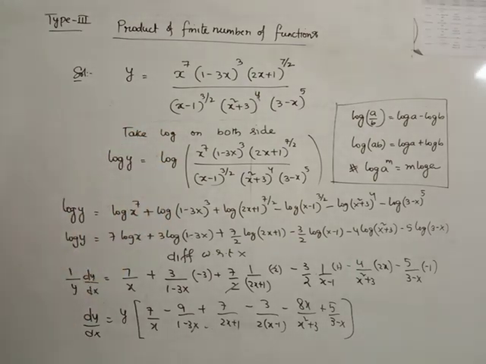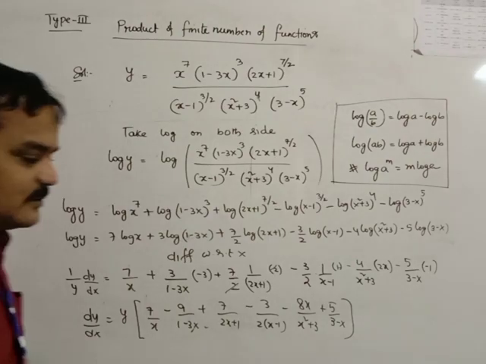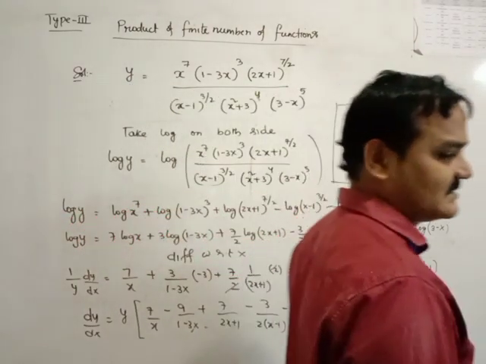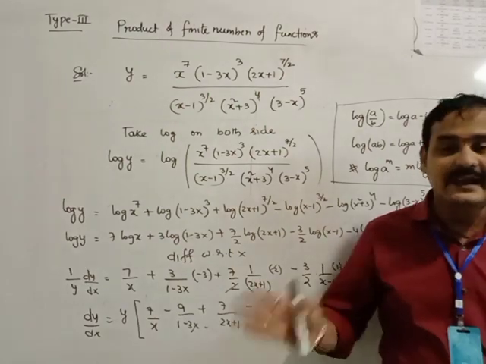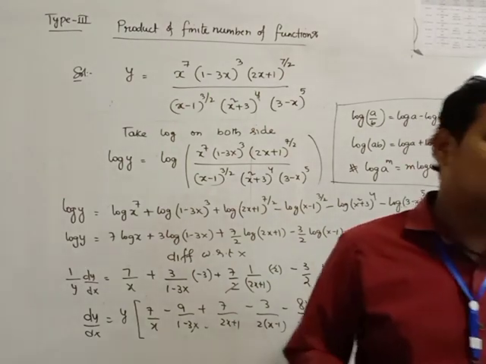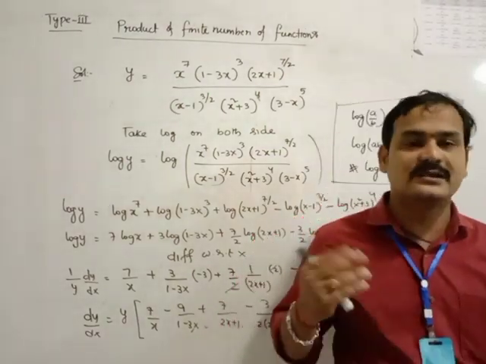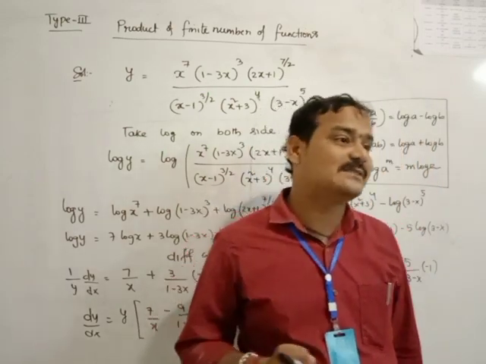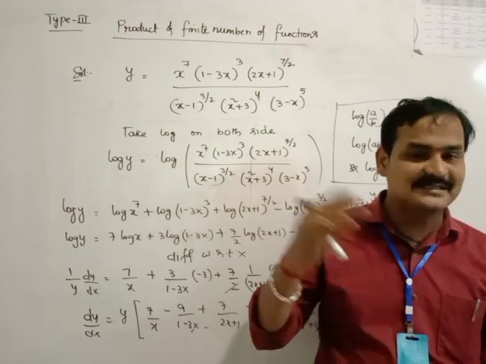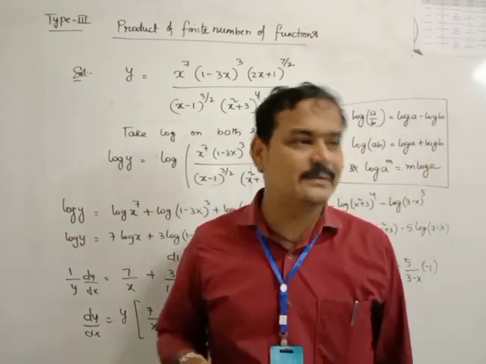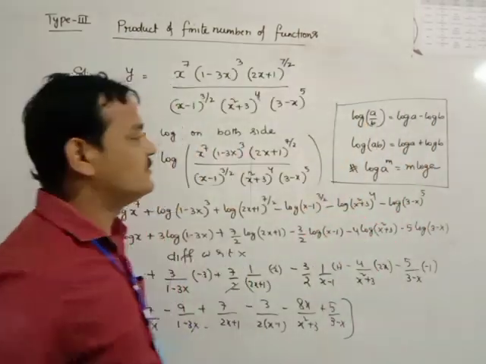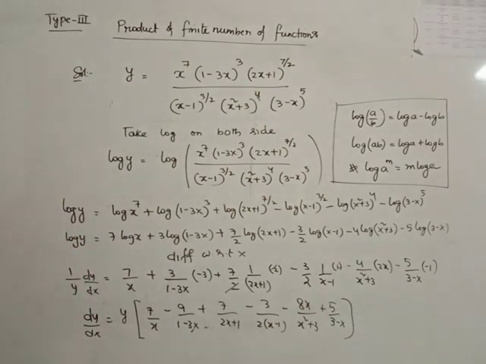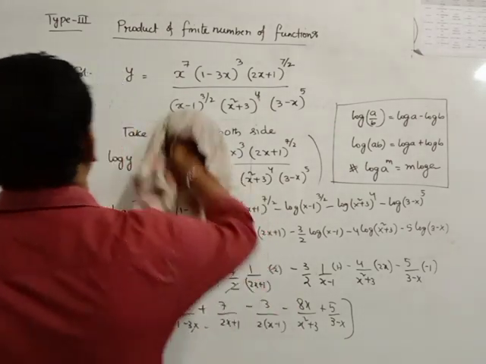So this is one of the models of type 3, product of a finite number of functions. Up to this is completed. Again, two types of functions are there, type 4 and type 5. Both can be handled with logarithms. It will be discussed after the computation of implicit functions, because that is linked with implicit functions. But up to explicit functions, this is the concept. Now we are going to discuss the next type of differentiation.